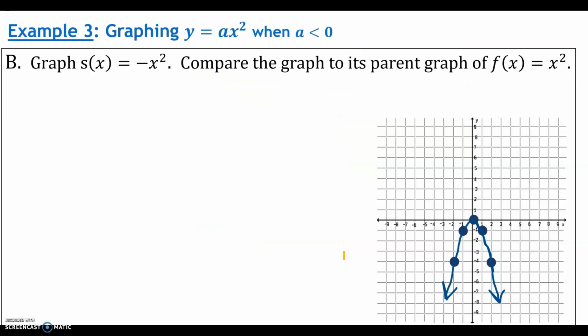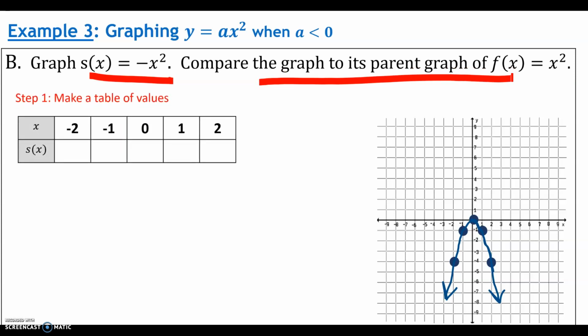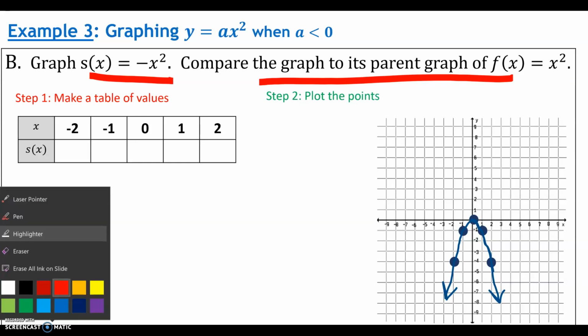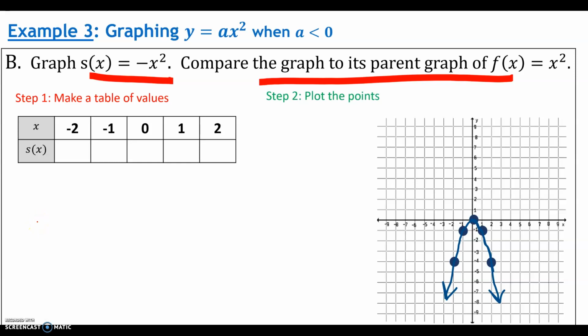Okay, so this is our last one. So here's our function s of x is negative x squared. Okay, so notice our A is a -1, and then we're going to compare it to its parent function. So, same table of values. Okay, and then we're going to plot our points. So I'll show you how to do the values over here.